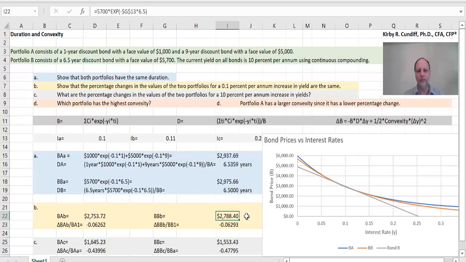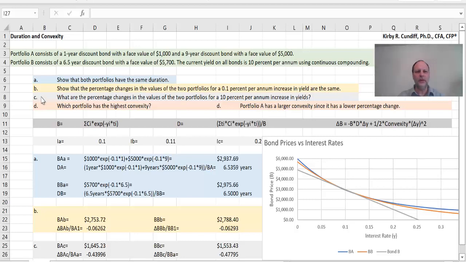We can do the same calculation here for bond B. For bond B, we have a zero coupon bond, a payment of $5,700 times exponent of minus G13, 0.11 times 6.5. And we find our bond price for B has decreased from 2,975.66 to 2,788.40. And again, to figure out the percentage change, we take our final bond price minus our initial bond price divided by our initial bond price, and we get a decrease in the bond price of around 6.3%. So for this small increase in interest rates, our linear duration approximation works, and the two bond prices have decreased by the same percentage for a change from 0.1 to 0.11.